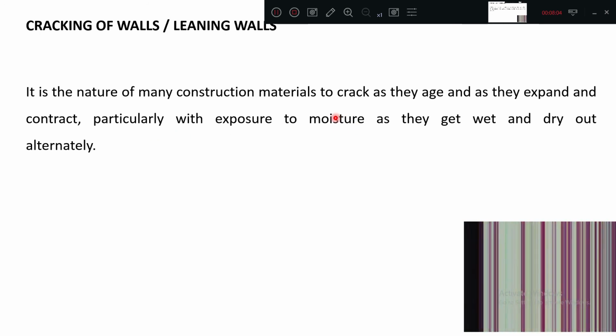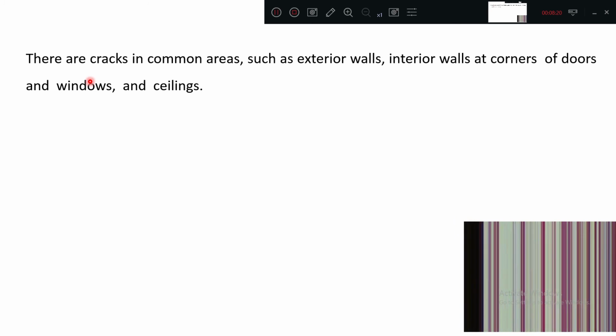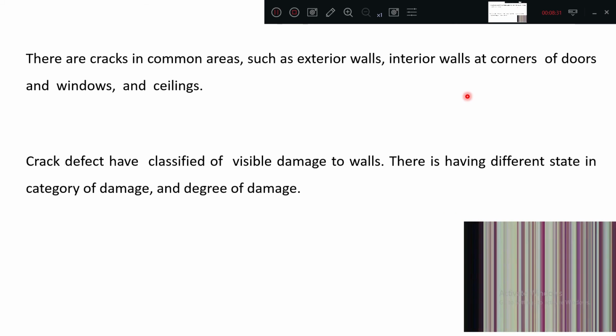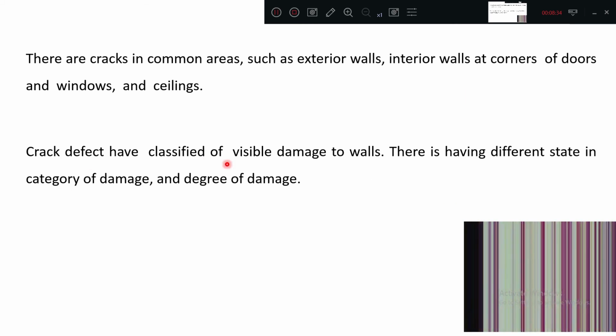Okay, what will happen when the material is exposed to moisture? They get wet and dry alternately, so this will lead to expansion and contraction continuously. So this continuous expansion and contraction of the materials will lead to cracking of the walls. There are cracks in common areas such as exterior wall, interior wall, corners of the doors, windows, ceilings. Okay, in the corner portion maximum times the cracks will come. Crack defects are classified as visible damage to the wall. These come under the visible portion, visible damage. Easily you can identify.